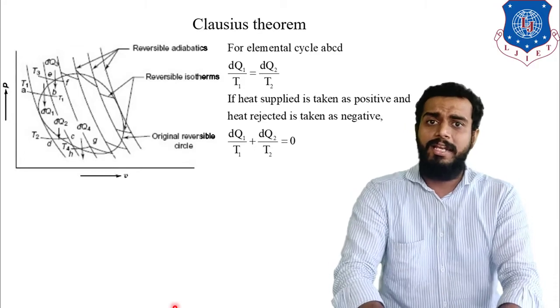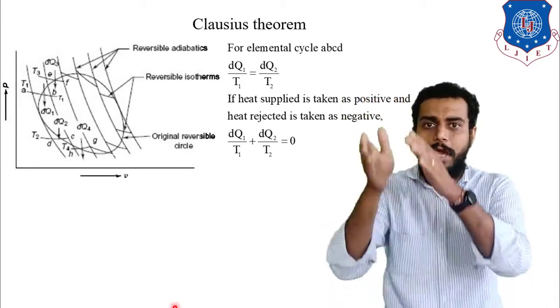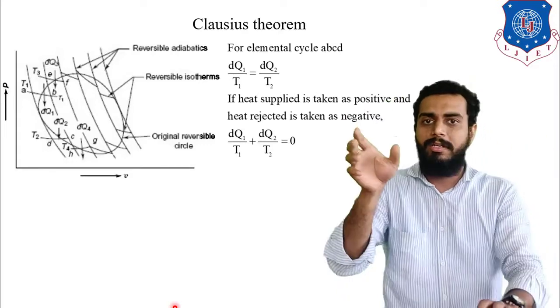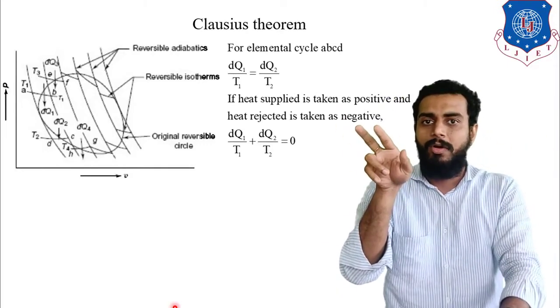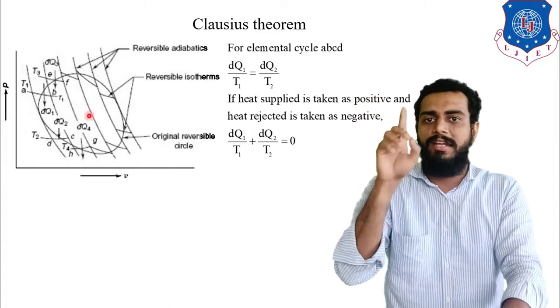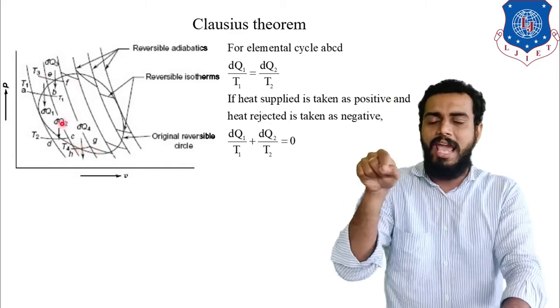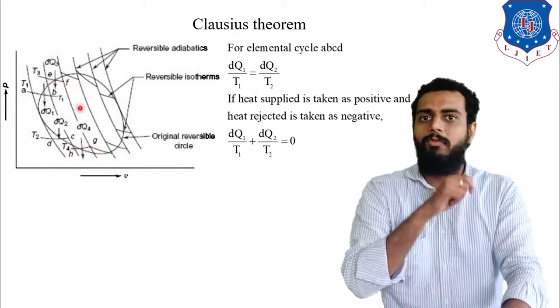Okay, so similarly, I have only considered the A, B, C, D cycle. Similarly, if you have a number of strips, let us consider the second strip. The second strip will be E, F, G, H. I hope you can observe the nomenclature on the diagram. E, F, G, H. So for that cycle, what can I write?